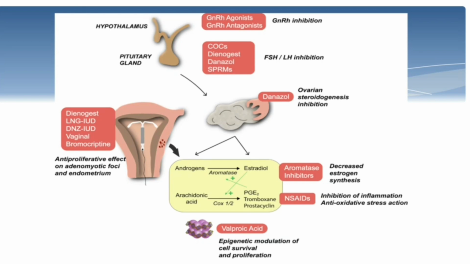What does aromatase inhibitor do? It inhibits aromatase enzyme that inhibits conversion of androgen into estradiol, thus decreasing synthesis of estrogen. And how do NSAIDs work? They block the COX-1 or 2 pathway, the conversion of arachidonic acid into prostaglandin, prostacyclin, or thromboxane, and inflammation and oxidative stress action is inhibited by NSAIDs, and it relieves the pain during menstruation in adenomyosis disease.